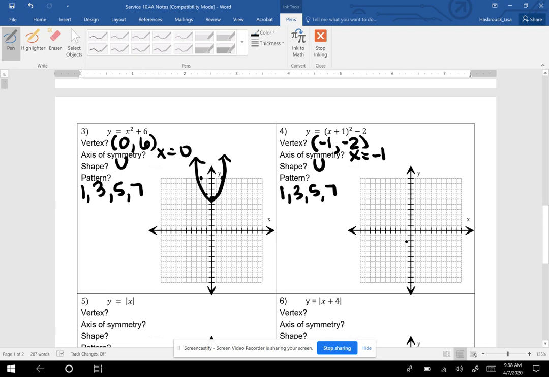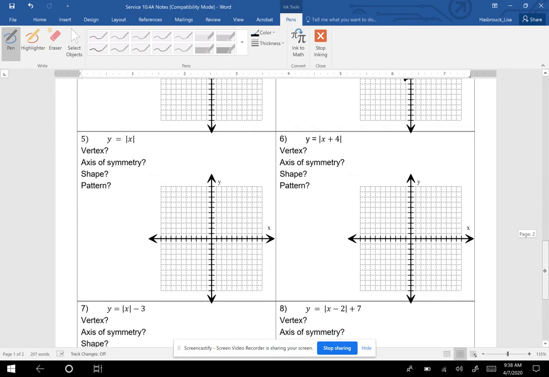So I start at negative 1, negative 2. And I use my pattern: over 1, up 1, over 1, up 3, and continue on both sides. And then I draw my lines with arrows. We're done.